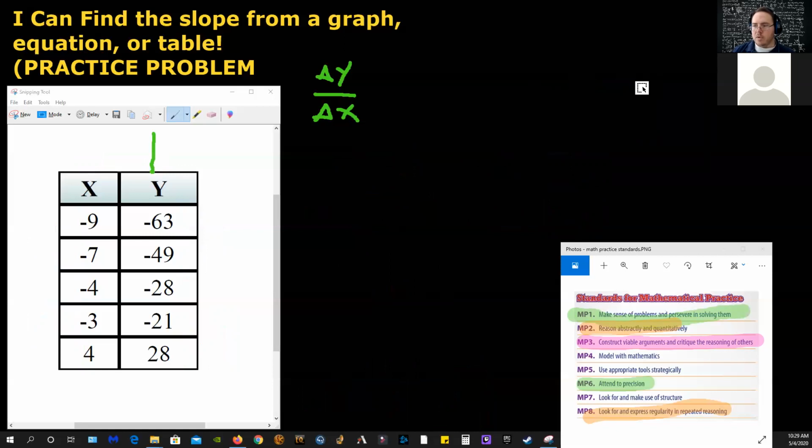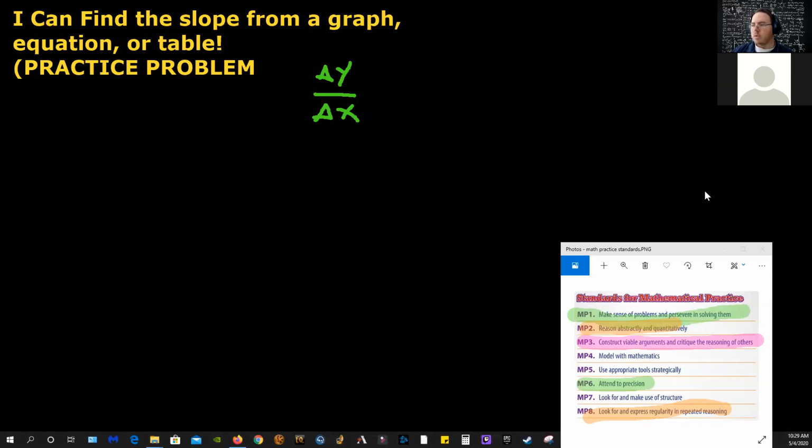You put the numbers from the table into the equation, subtract and divide. Yeah, pretty much. That's how you're going to get the slope. All right, so let's do one more of those.